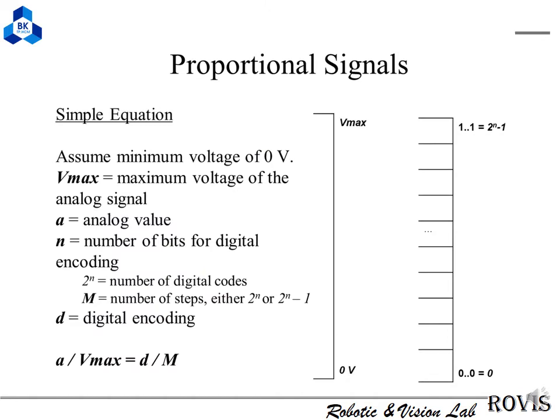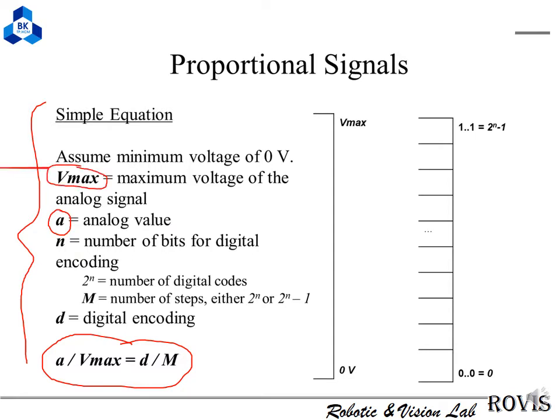And the equation for analog to digital conversion is this one. A divided by Vmax equals D divided by M. A is the analog value. Vmax is the maximum value that the component can produce. D is the digital encoding, the number of the bits. And M, where n is the number of bits, M equals 2^n minus 1.